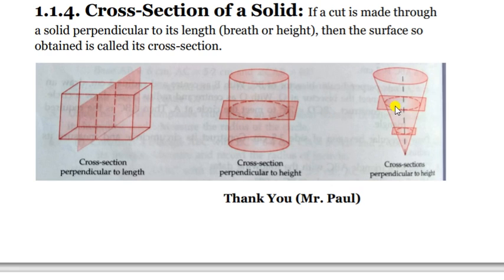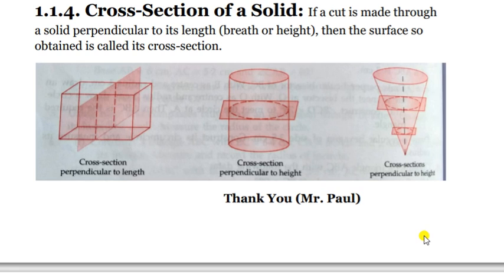Similarly for the cone also, you will try to cut here. You will get this kind of shape, and this obtained shape is called the cross section of a solid. That means when you cut any solid shape perpendicularly, then only you will get the cross section of that solid.